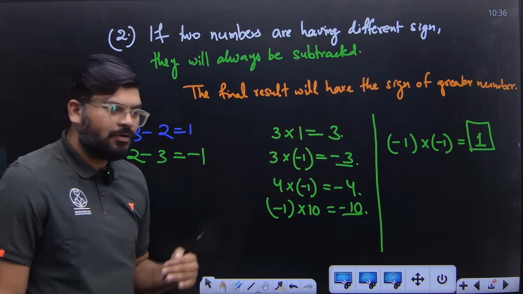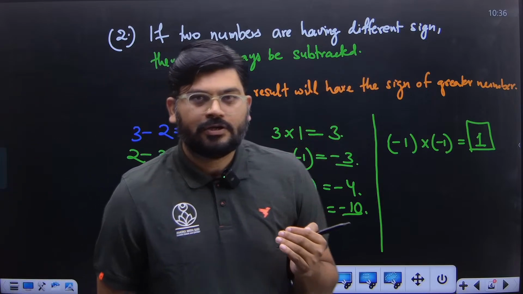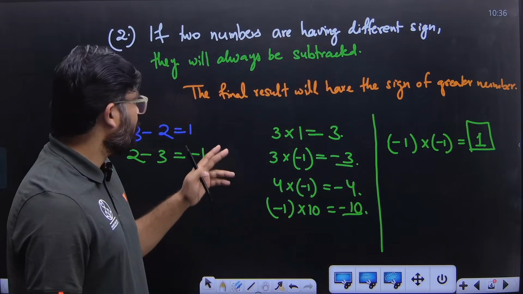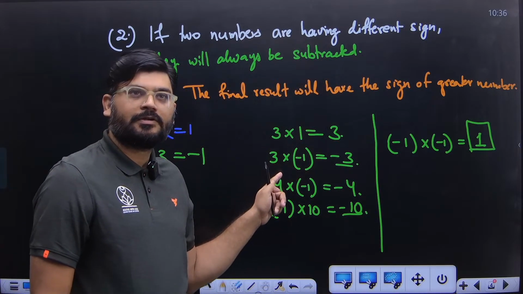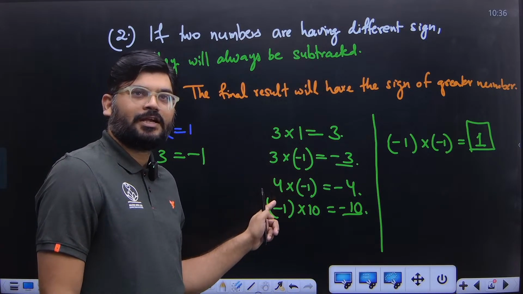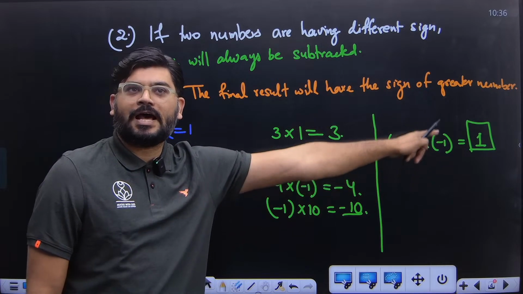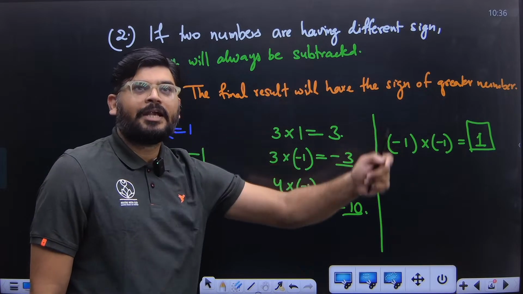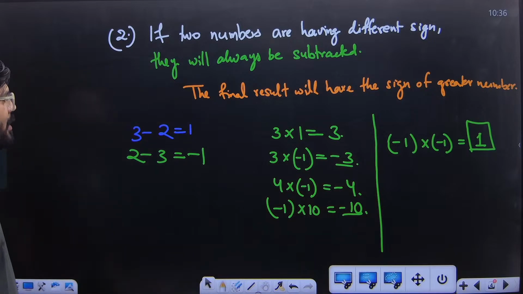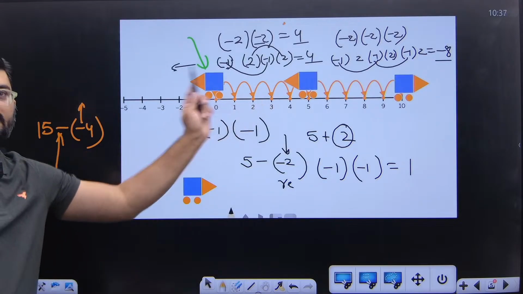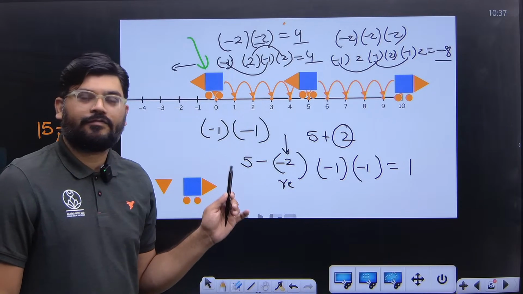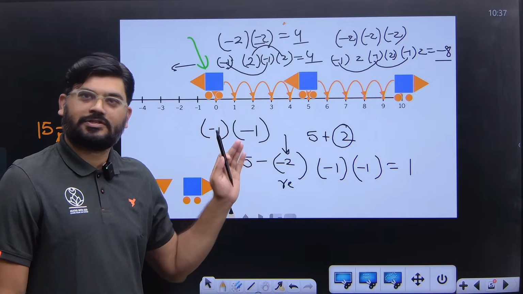Then I told you how a negative is formed. A negative is formed when you multiply negative 1 with that number. So when negative 1 is multiplied by negative 1, the answer is positive. Then I taught you how a negative of negative is positive using these graph illustrations. You understood this part?